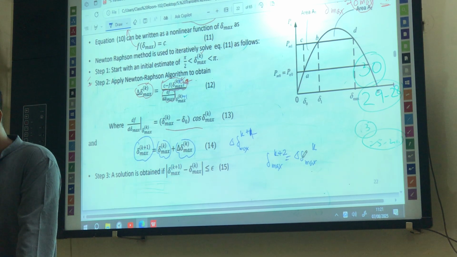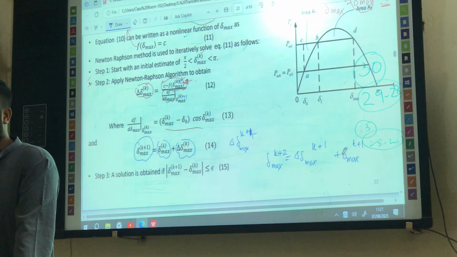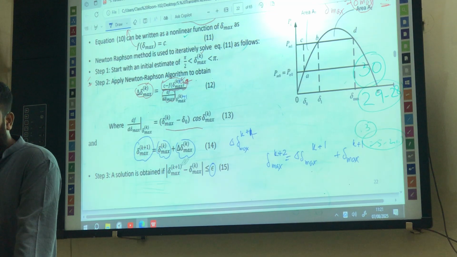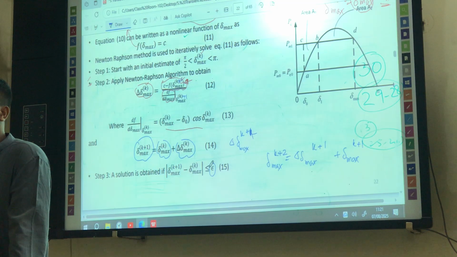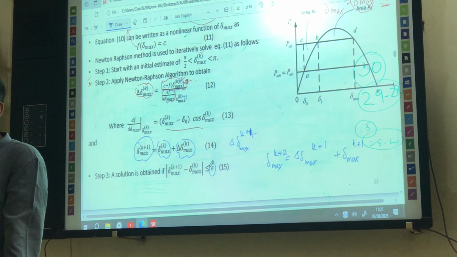It will be this plus 1 plus the previous delta max. Like this you will go forward, right? Up to how much should you go forward? There should be some tolerance that will be given in your question paper. If your consecutive 2 delta max values remain below this tolerance, then you can stop your iteration and take the final solution as your best solution. That is the case. Have you got the idea?